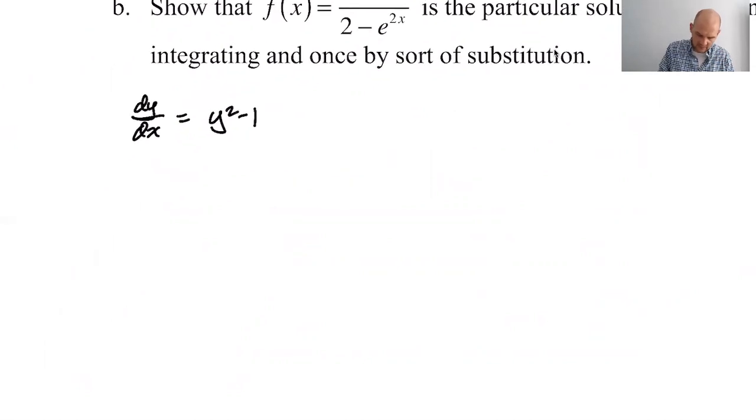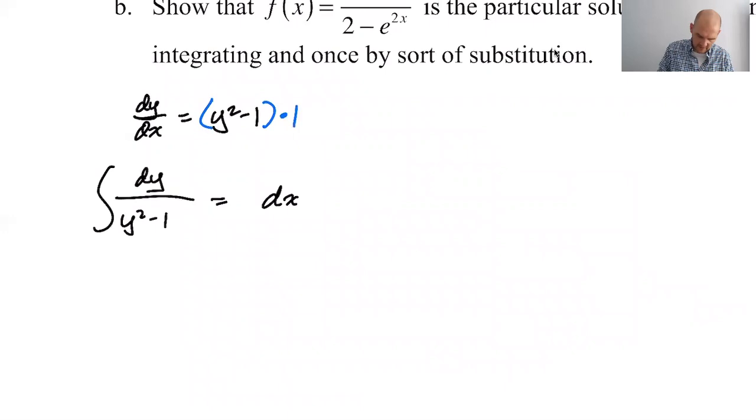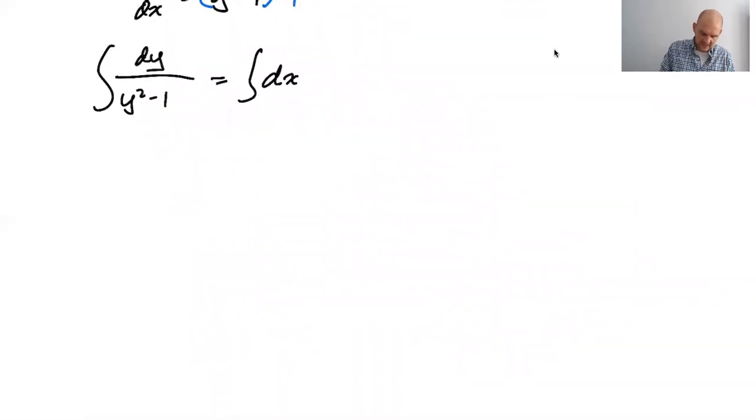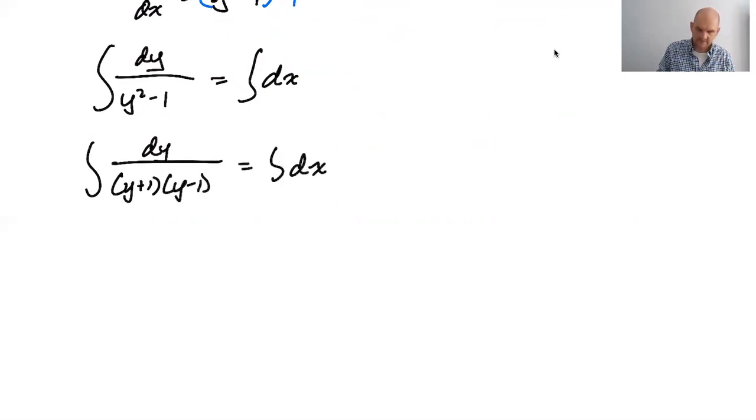So this is separable. If you're not sure if this is separable, put this in parentheses and say times 1, and now separate it. So dy over y squared minus 1 equals 1 dx. And we're going to integrate. So on the left-hand side, maybe you see where this is going. We got y plus 1, y minus 1, dx. Partial fractions, we're doing it.